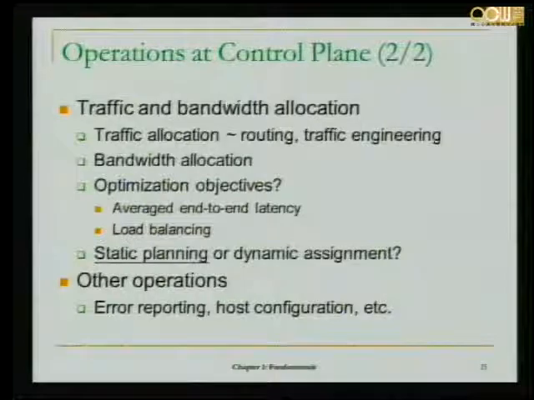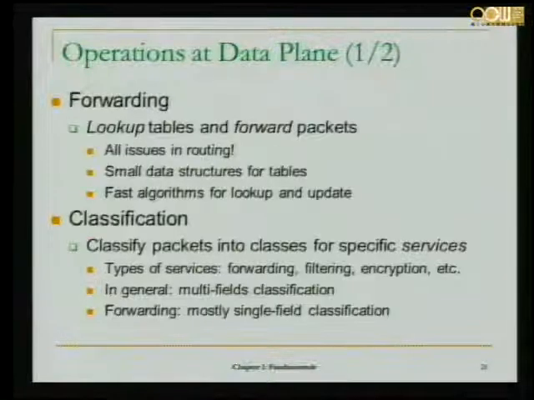Then some other operations, like error reporting and host configuration, which we just mentioned. At the data plane, forwarding is the basic example, where you look up the routing table and forward a packet. It has all the issues in routing, so it depends on how routing resolves those issues. Here you care about how big the table is. You don't want a big table; you want a small data structure for the routing table, and you need fast algorithms for table lookup and update.